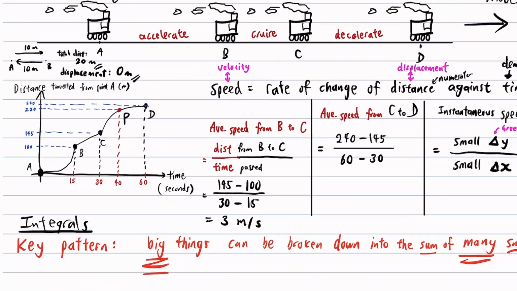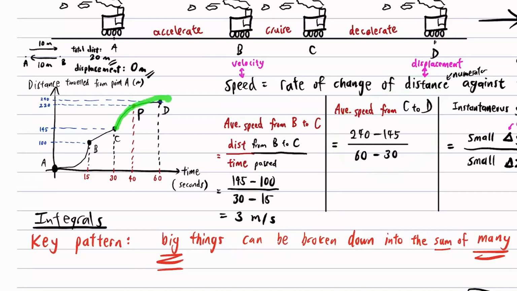You're stepping on the brake, so your speed keeps on changing and changing. It should eventually drop and drop until it reaches 0 meters per second, right? Yeah, your speed. But let's just say that we want to find the average speed from C to D. How would we do that?